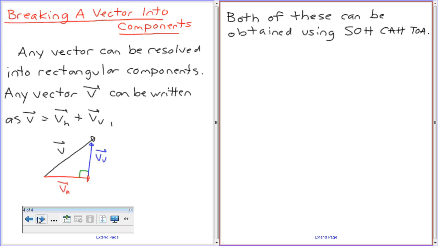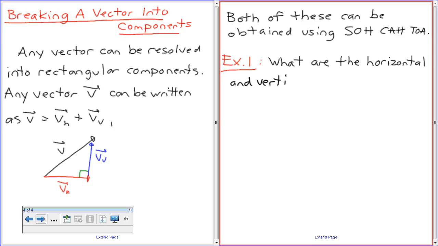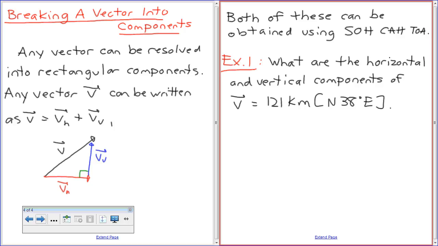We'll do example 1 here if you don't mind. What are the horizontal and vertical components of vector V equals 121 kilometers north, 38 degrees east? I will do this one for you, then I'll give you one to try yourself in a minute, okay?